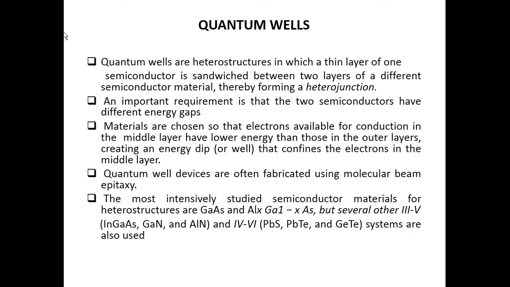Here, an important requirement is that the two semiconductors have different energy gaps. That is the important thing. The materials are chosen so that electrons available for conduction in the middle layer have lower energy than those in the outer layers. Suppose you are taking heterojunctions formed by aluminum gallium arsenide, then quantum wells can be formed by taking gallium arsenide sandwiched between aluminum gallium arsenide. In that way, the heterostructure can be formed.